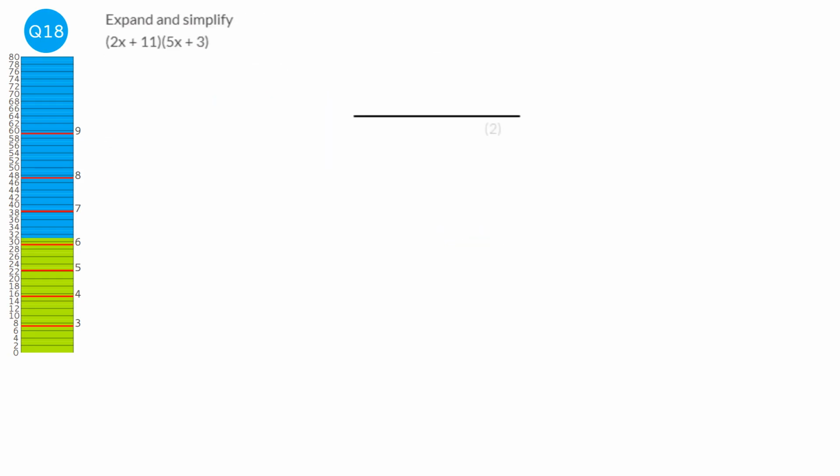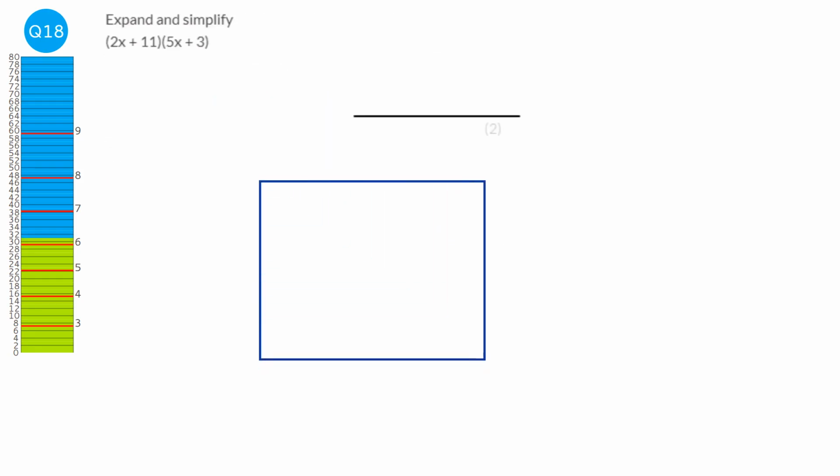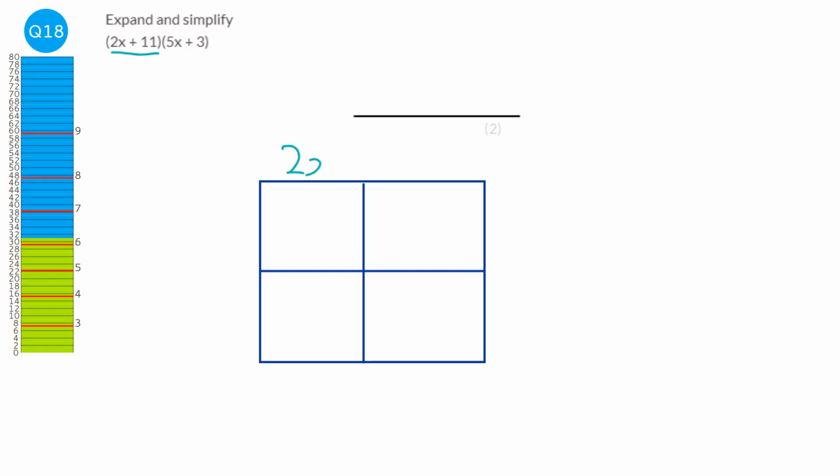So we're going to start by doing a multiplication grid, and we're going to start by putting 2x plus 11 at the top and 5x plus 3 down the side, and we're going to multiply them out.